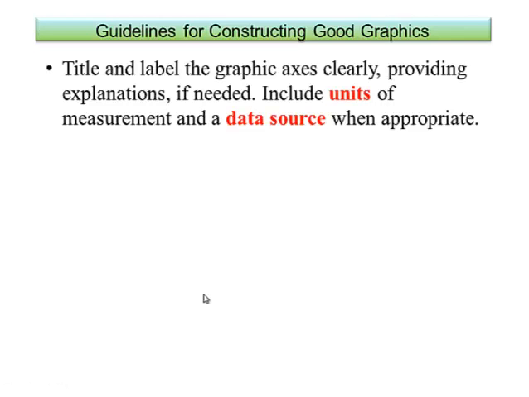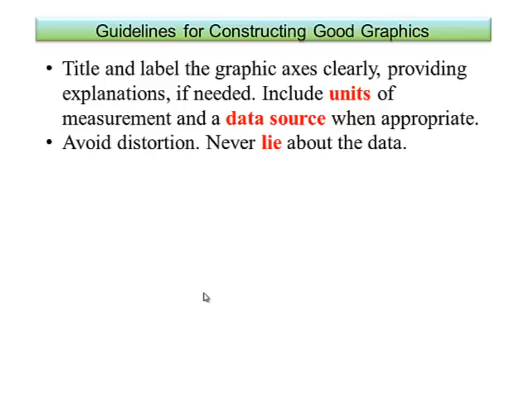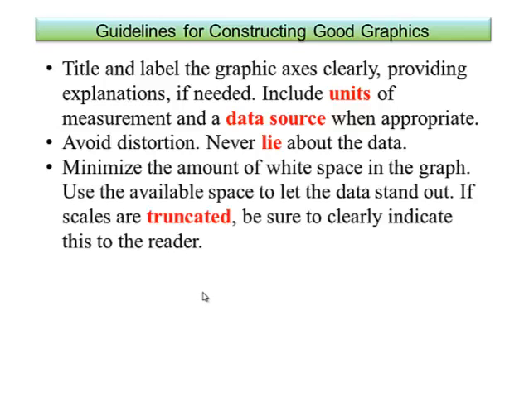So let's look at some guidelines for constructing good graphics. Title and label the graphic axes clearly, providing explanations if needed. Include the units of measurement and a source whenever appropriate. Avoid distortion. Never lie about the data. Minimize the amount of white space in the graph. Use the available space to let the data stand out.